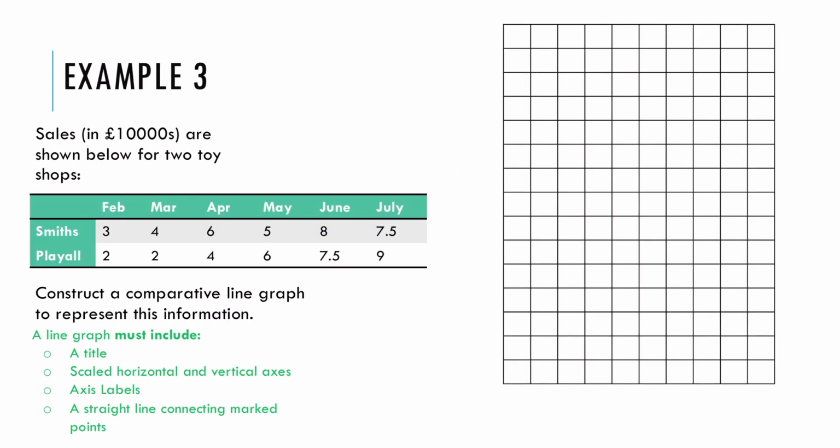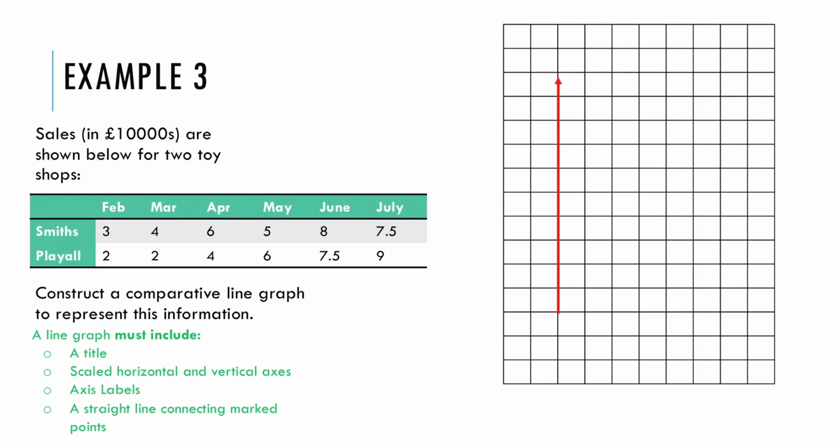In example 3, we've been asked to draw a comparative line graph. So sales in tens of thousands are shown below for 2 toy shops. So what that means is it's not 3 sales in February for Smiths, it's 30,000 because the 3 represents 3 tens of thousands. Construct a comparative line graph to represent this information. Now, when I'm drawing my comparative line graph, I'm going to use red to represent Smiths and green to represent Playall. If you do not have 2 separate colours, you can use a straight line for one and a dotted line for the other one. So just dot along your line rather than connecting it up completely.